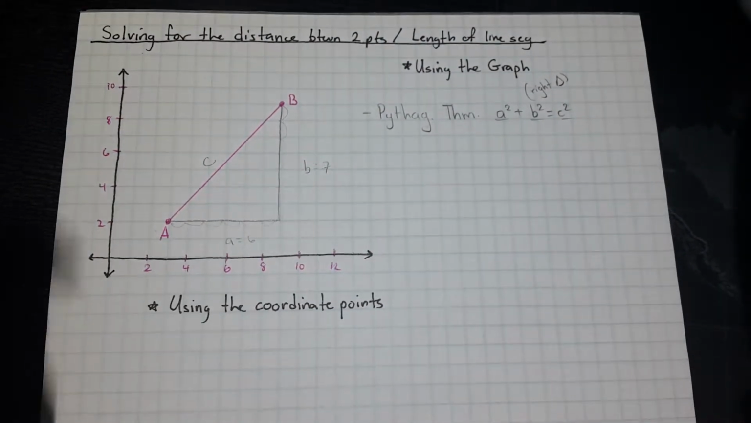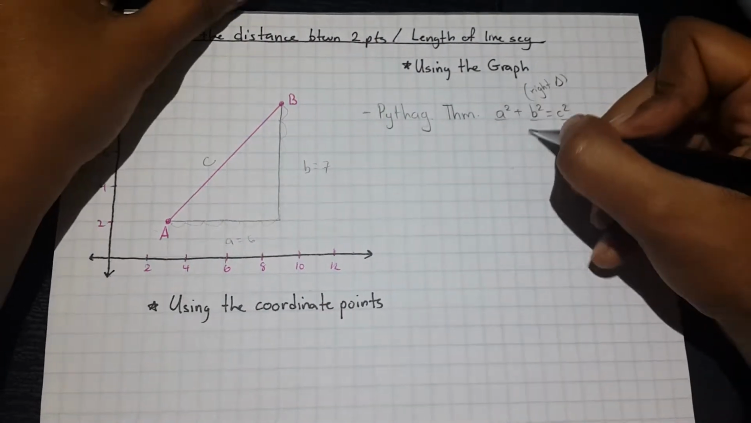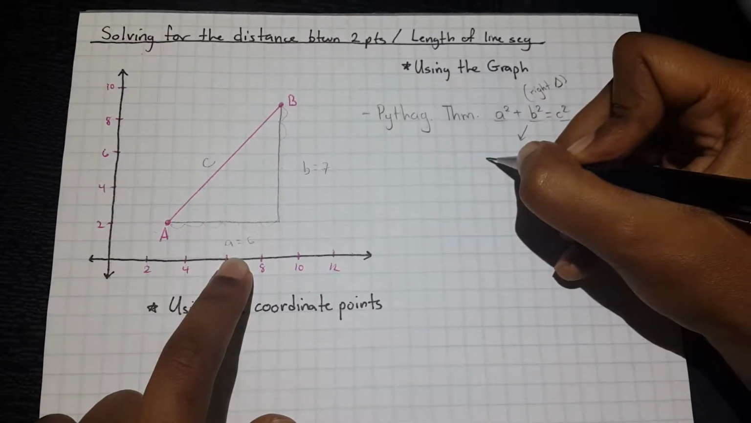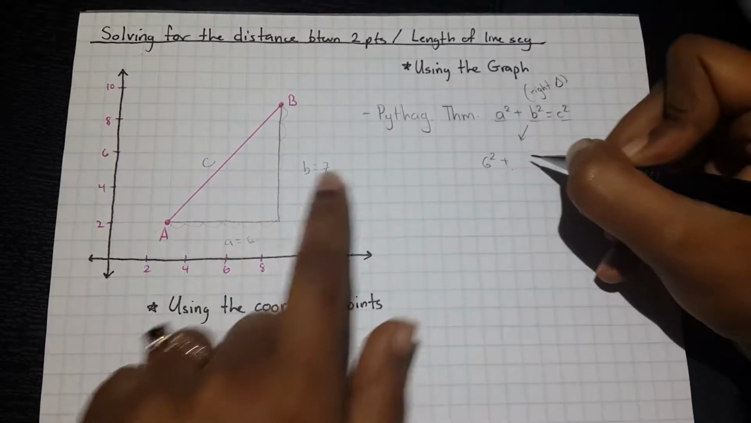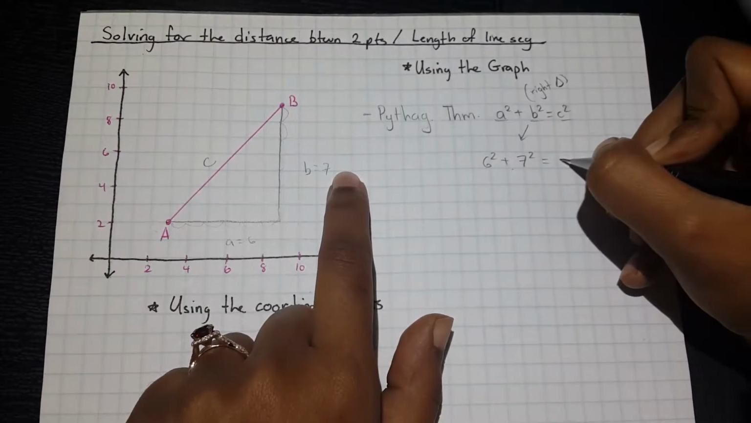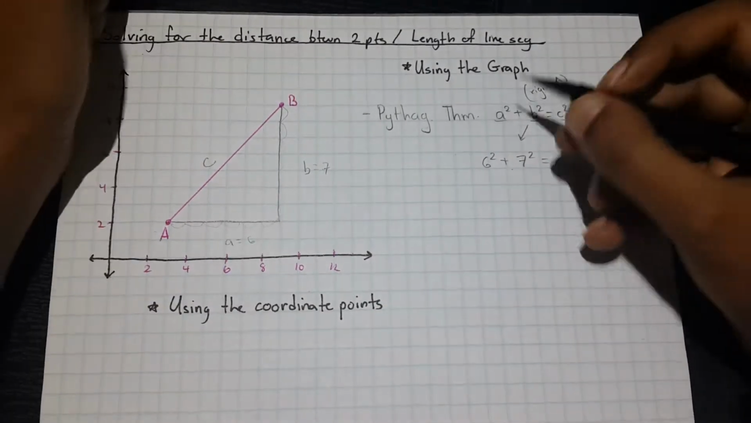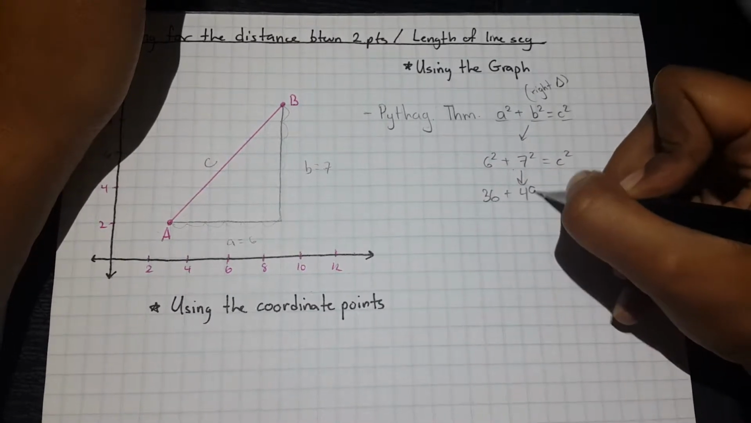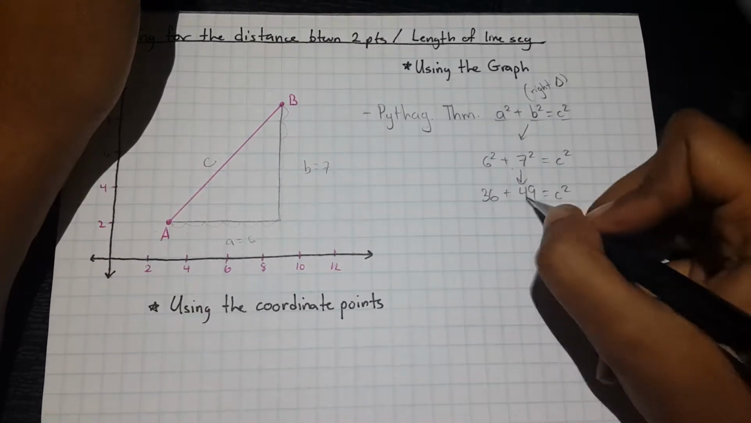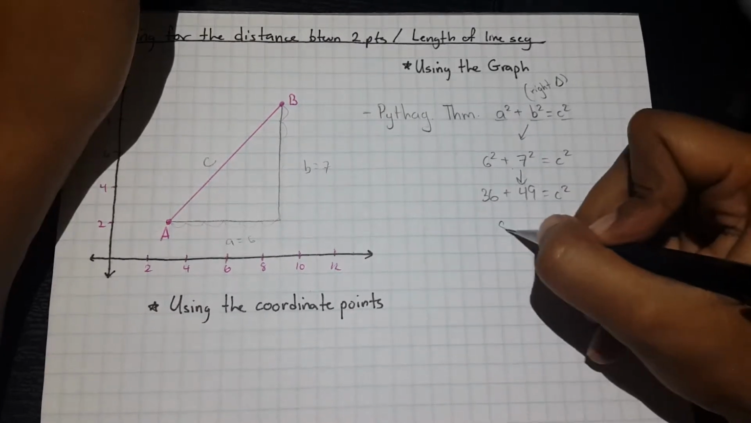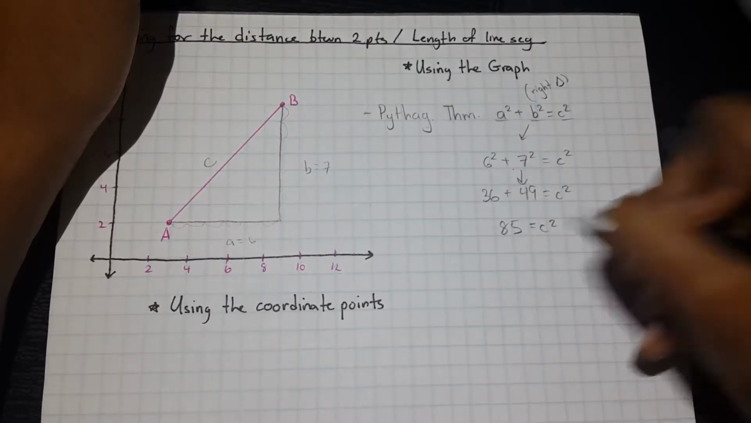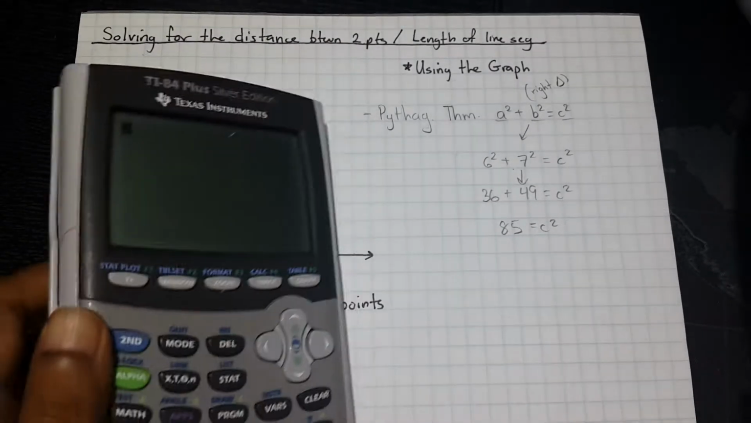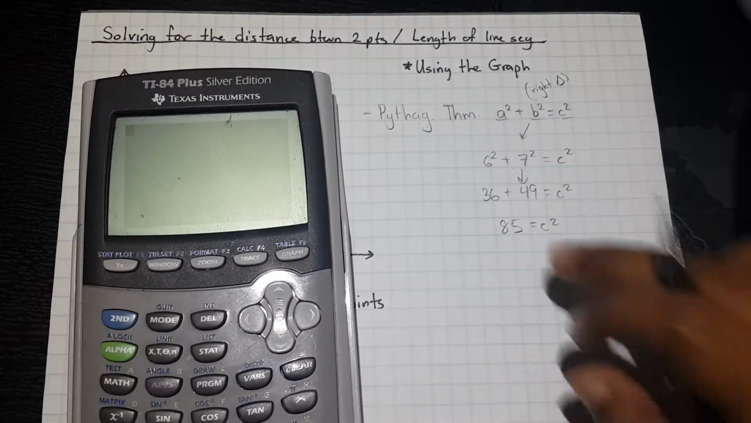So since I have 2 sides now, I can plug them into the formula, and I'll get the following. So my A is represented by 6, so that's going to be 6 squared plus 7 squared equals c squared. I have nothing for c at the moment. 6 squared is going to be 36, 7 squared is going to be 49, equals c squared. If I add these two up, 36 plus 49, that's going to be 85, equals c squared.